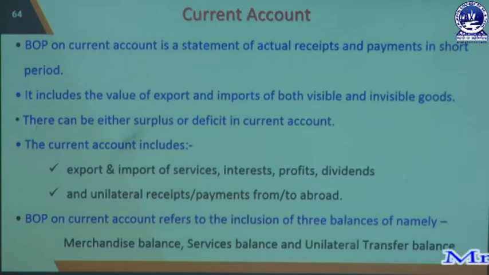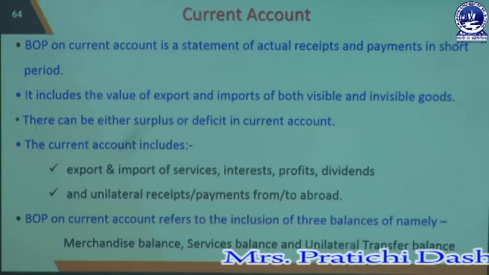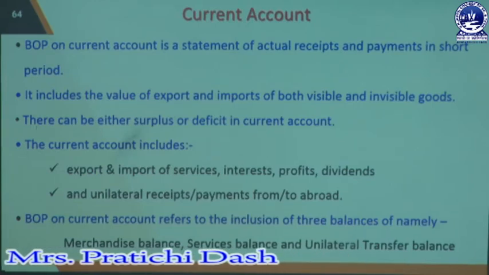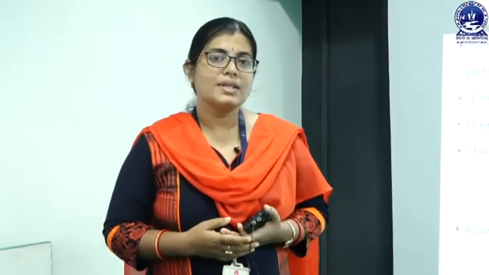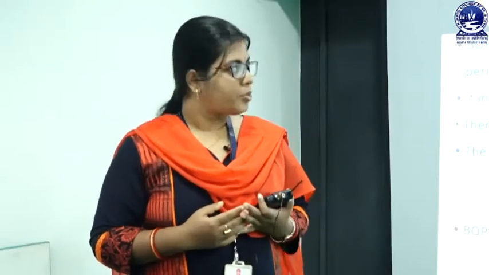So as we discussed, there are two major components in the balance of payment, that is the current account and the capital account. So what is the current account? Current account is an account which records all the short term transactions or all the trade transactions of a country. All the trade transactions means all the import and export of goods transactions of a country that are recorded in the current account.